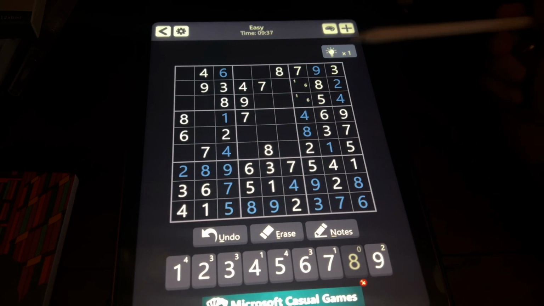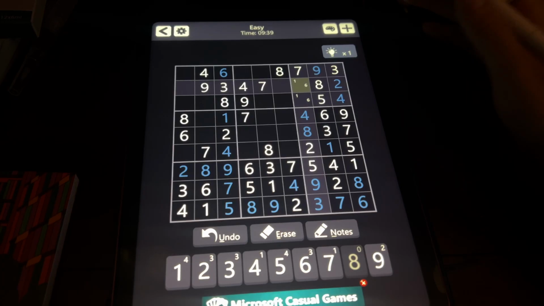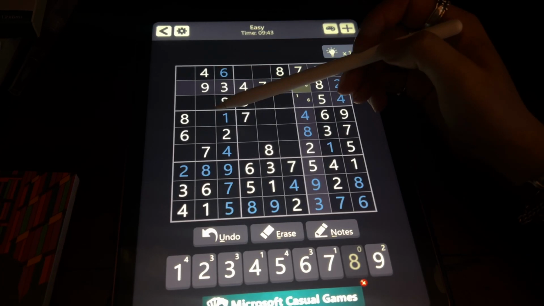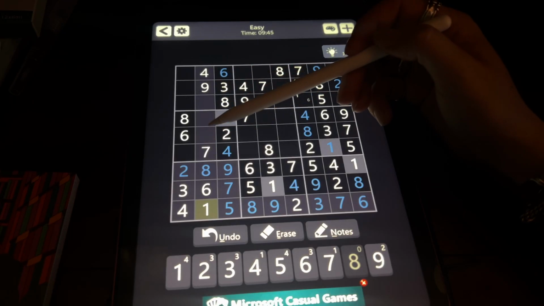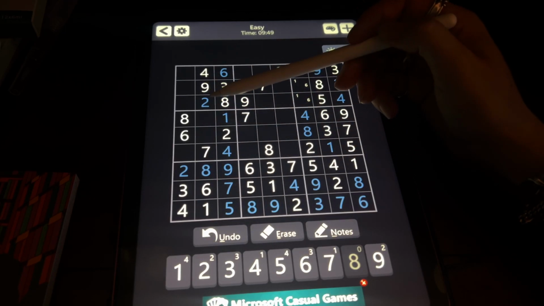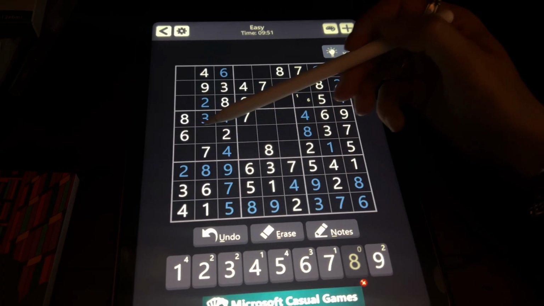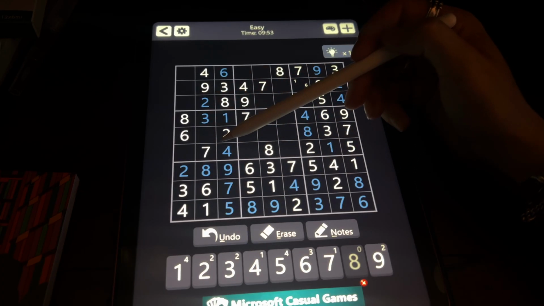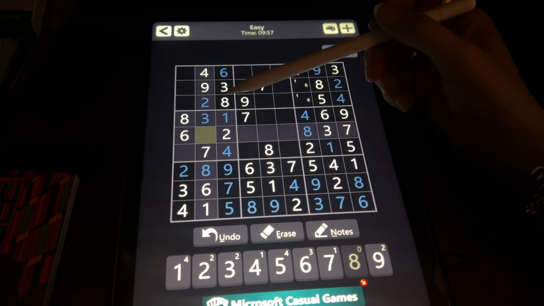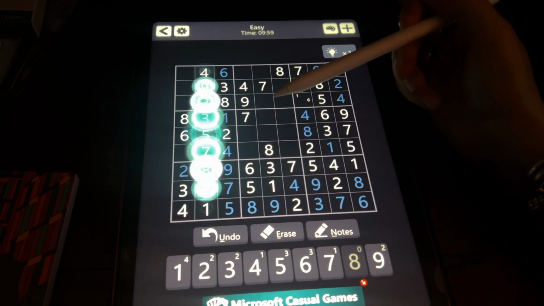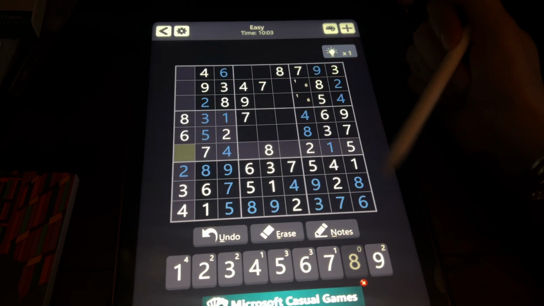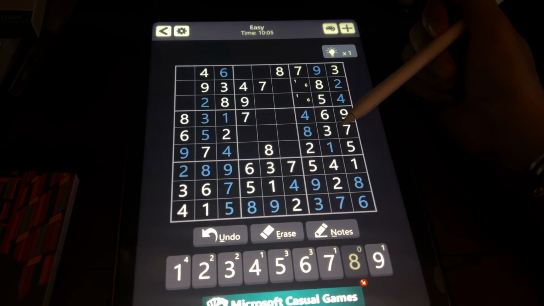That hasn't given us any help with these 2, which is fine, but we can go, so 1, that's gonna be a 2. We need a 3, it's gonna go there. 4, and that's gonna be a 5. And the last number in here that we don't have is a 9.